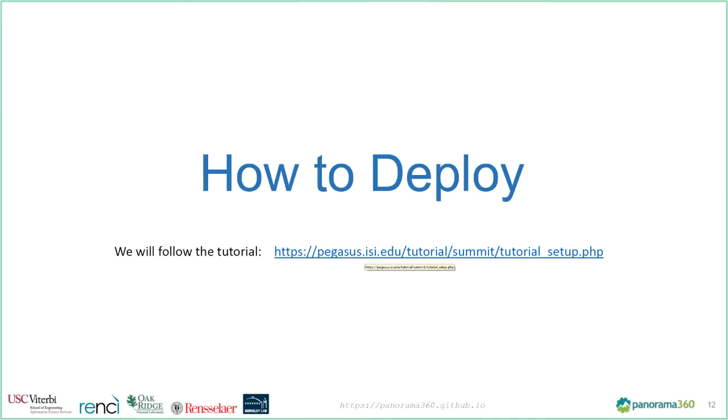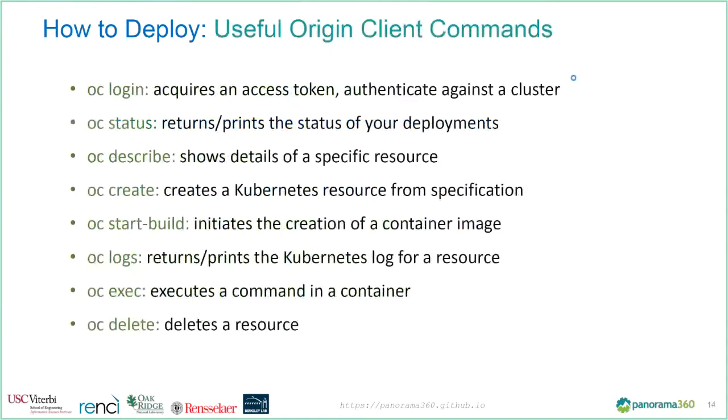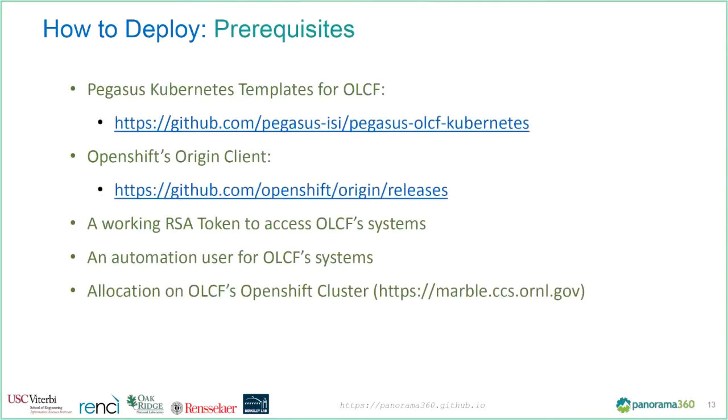So for the deployment, we have some prerequisites. The first one is that you need to download the Pegasus Kubernetes templates that we have created for the OLCF deployment. And you can find them on our public GitHub repository. Also, you need the OpenShift origin client. And this client is used to authenticate yourself against the Kubernetes OpenShift cluster at OLCF. And you can use it to create resources, to create container images, and it's basically the way you interact with the OpenShift cluster.